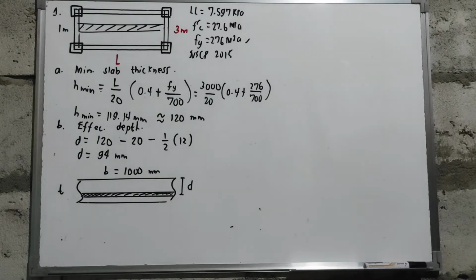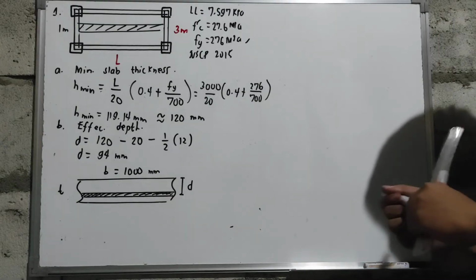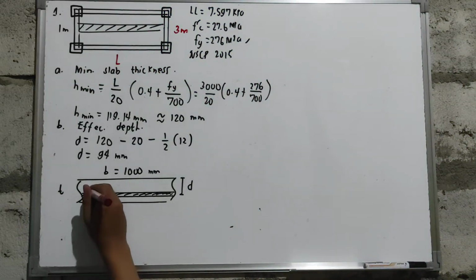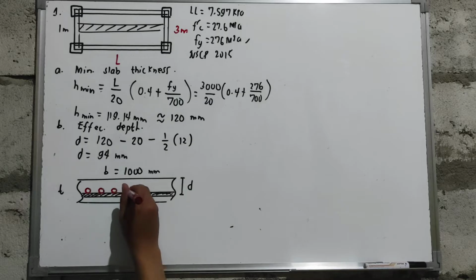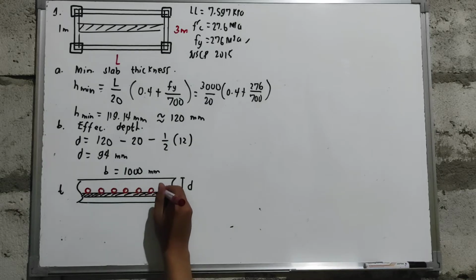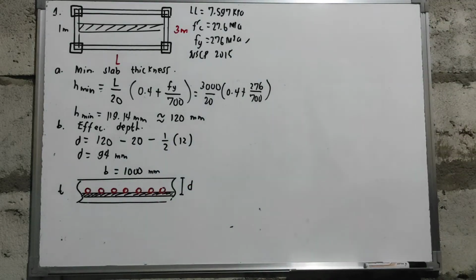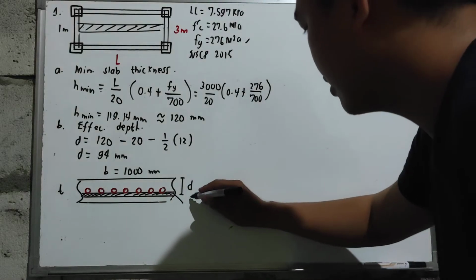Tapos yung mga temperature bars natin, nakalatag siya sa taas ng mga main bars natin. So etong red, this is our temperature bars. So this is your temperature bars. So after natin ma-compute, so this is your main bars natin. This is your main bars.